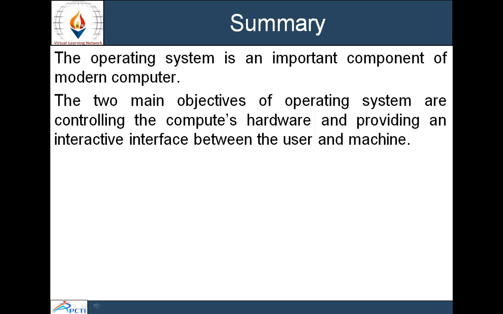Now it's time for the summary. The operating system is an important component of modern computers. The two main objectives of an operating system are controlling the computer's hardware and providing an interactive interface between the user and the machine.